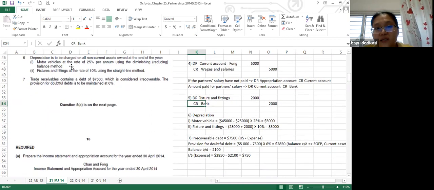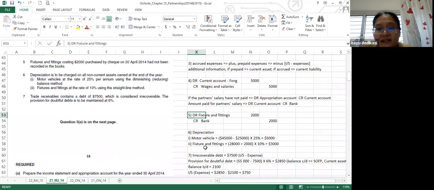Depreciation, motor vehicle is 25% using reducing balance. The reducing balance method formula is taking the cost minus provision for depreciation. This is the net book value times 25%. Without fixture and fitting, because of this number 5 adjustment, we have to plus another 2,000 before we calculate using the straight line method. Straight line method is taking cost times the percentage.